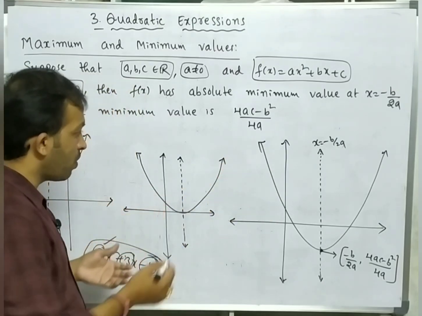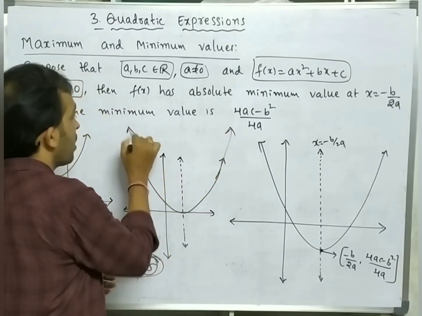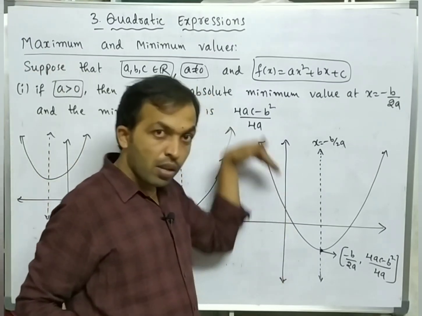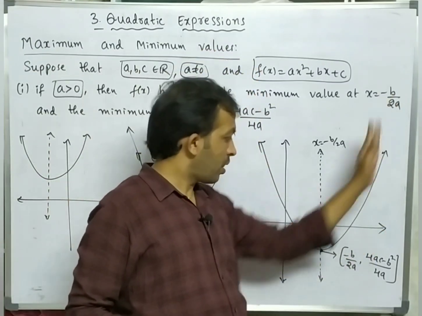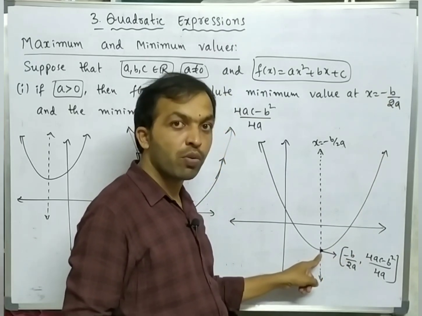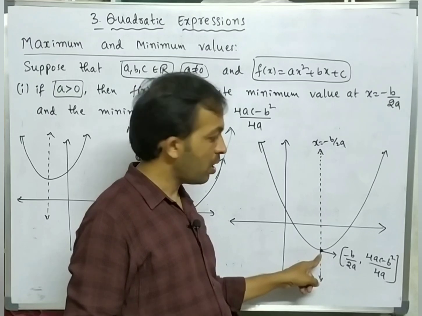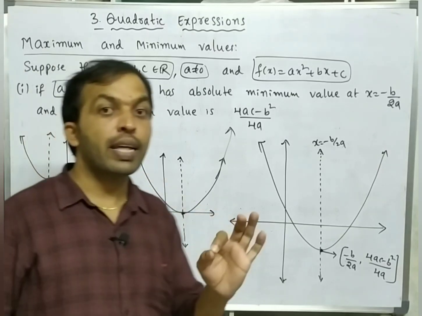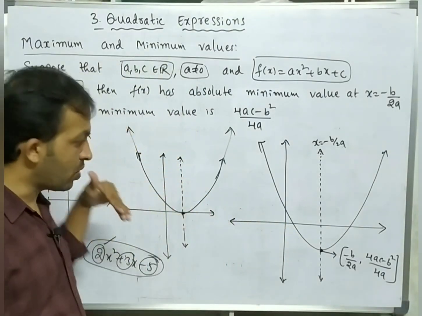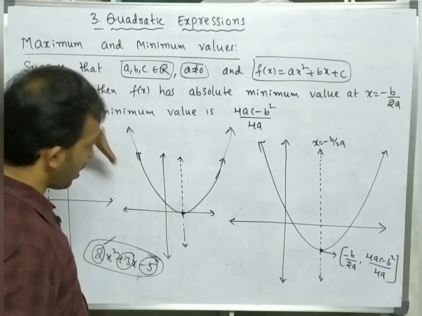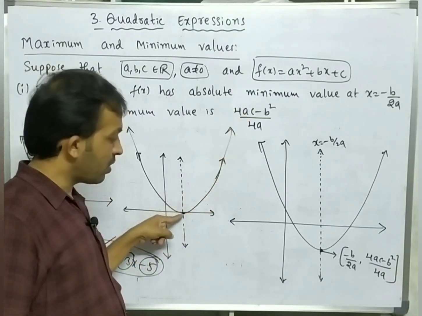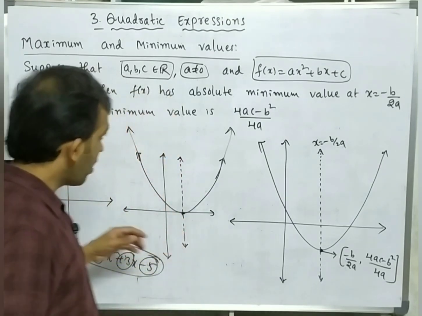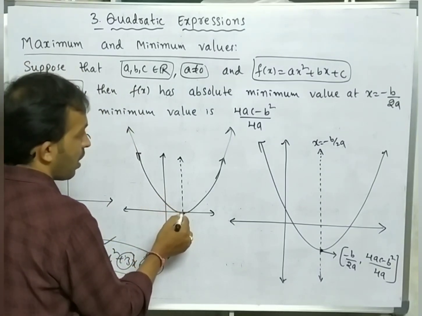As it opens upward, it increases infinitely, but here we will get a minimum value. The graph is decreasing and increasing. So in this case we have an absolute minimum. Next, in this case also this is the minimum point. This point is called the vertex of the parabola, where it changes its direction. So it is decreasing and increasing. Where it changes its direction, that point is called the vertex of the parabola. So at the vertex of the parabola we have the absolute minimum.